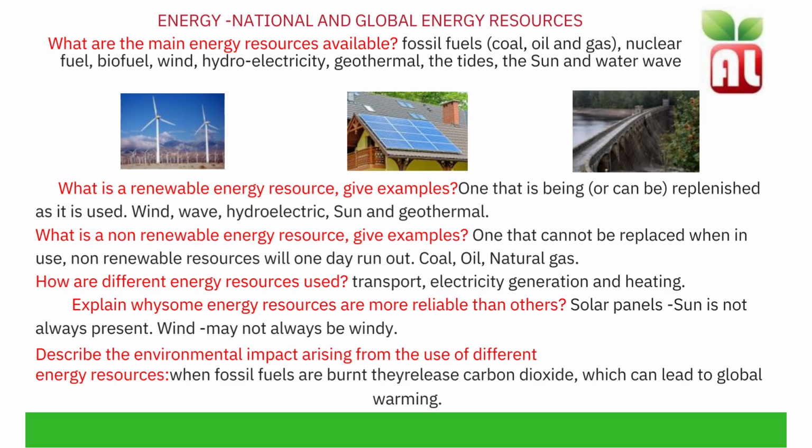Some energy resources are more reliable than others. For example, the use of solar power. Solar panels on roofs are not reliable. This is because the sun is not always present. The same goes for wind and wind turbines. It may not always be windy.